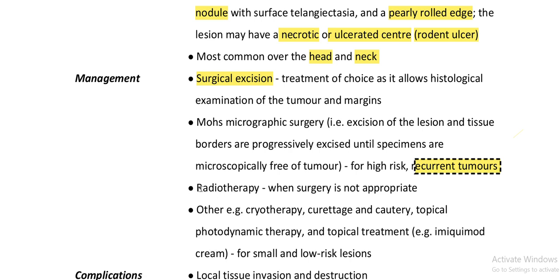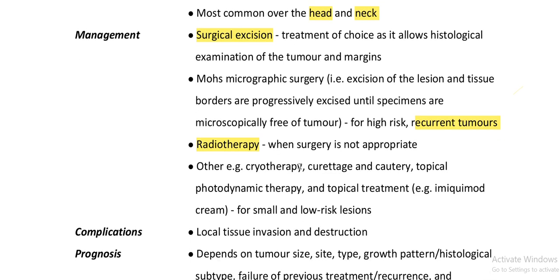So another one is radiotherapy. When surgery is not appropriate, we will go for radiotherapy. Some other options we can see: cryotherapy, curettage, cautery, topical photodynamic therapy, topical treatments for small and low risk lesions. If the lesion is small and low risk, we will go for these small procedures like cryotherapy and cautery.